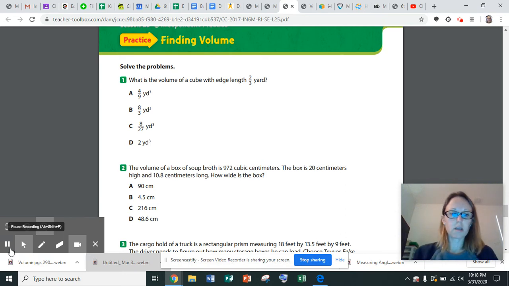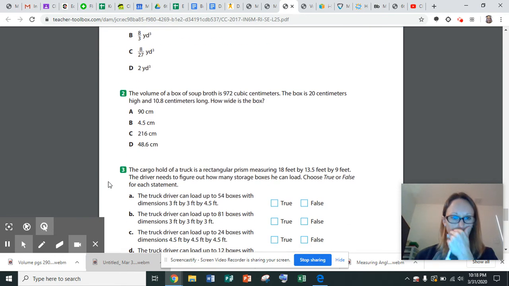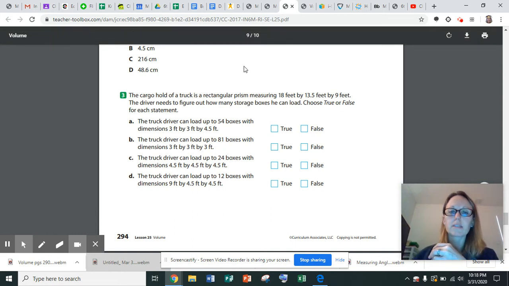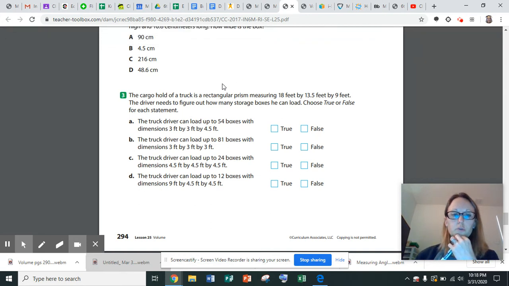All right, number 3. The cargo hold of a truck is a rectangular prism measuring 18 feet by 13.5 feet by 9 feet. The driver needs to figure out how many storage boxes he can load. Choose true or false for each statement. It says the truck driver can load up to 54 boxes with dimensions 3 feet by 3 feet by 4.5 feet.